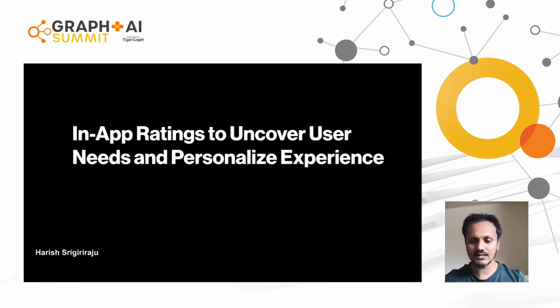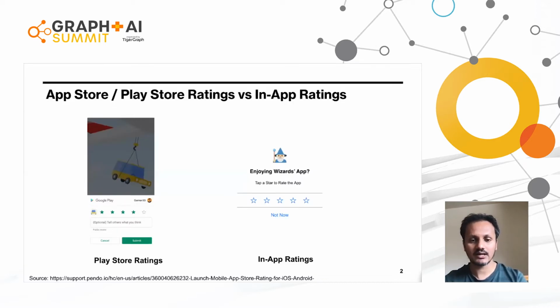So let me start by first talking about what in-app rating is. What you typically see on the App Store, if it is iOS or Google Play Store, those are referred to as App Store ratings. And then within the app, when you're navigating the application, when you use certain features or towards the end, you might have seen a pop-up asking you to rate the app, and some of these ratings actually take you to the app store where you can rate the product, or it's captured within the app itself.